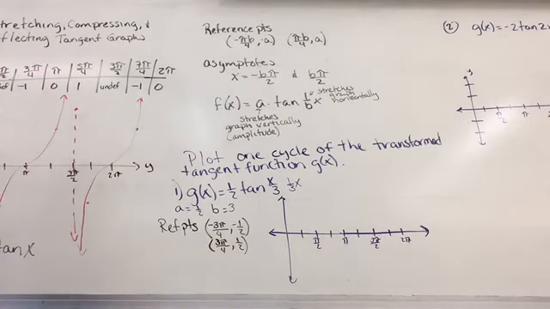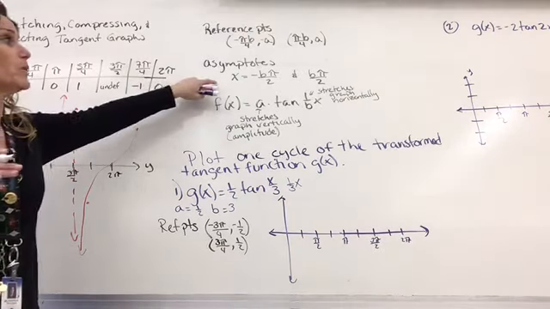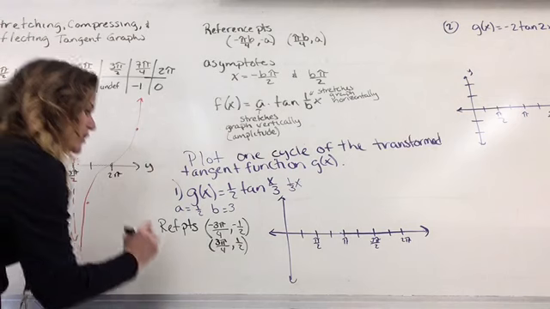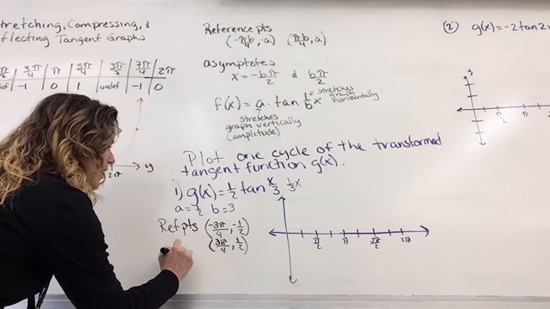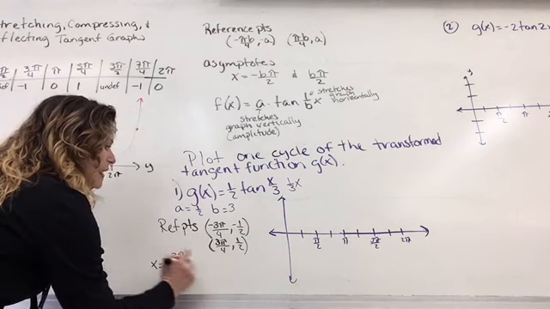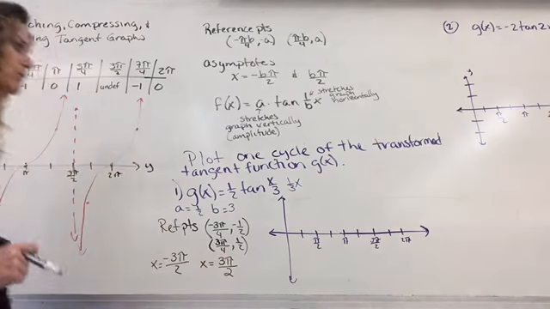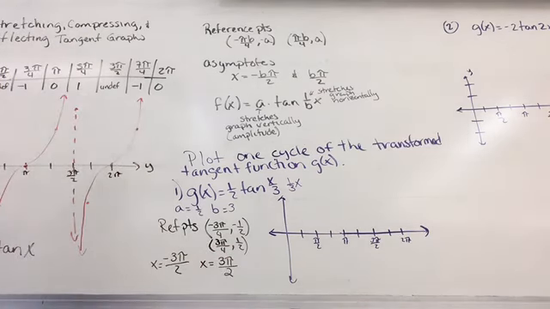The next thing we need is to get our asymptotes in there. So the asymptote is negative b times pi divided by 2. So that's negative 3 pi divided by 2, and then the positive of that, 3 pi divided by 2. Okay, so 3/2 pi and negative 3/2 pi.